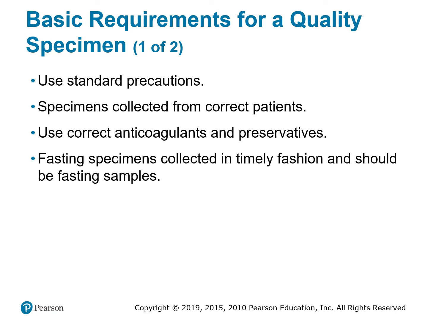Basic requirements for a quality specimen. We always have to remember we have to use standard care precautions. We always have to make sure that our specimen is collected on the correct patient and in the correct tube, which is the next one: the correct anticoagulants and preservatives, meaning the correct tube. We always have to make sure that if the patient was supposed to be fasting, it's collected in a timely fashion, so we don't make the patient wait too long before they can eat. And if it is a fasting sample, we have to make sure that patient was fasting, meaning they hadn't had anything to eat or drink that day.